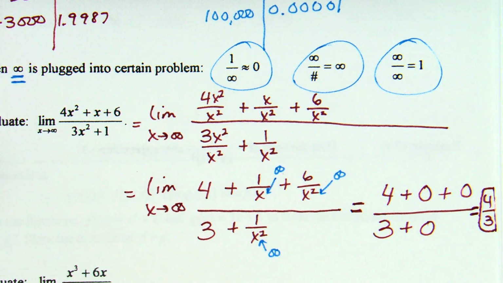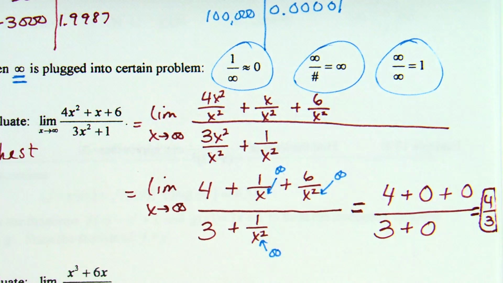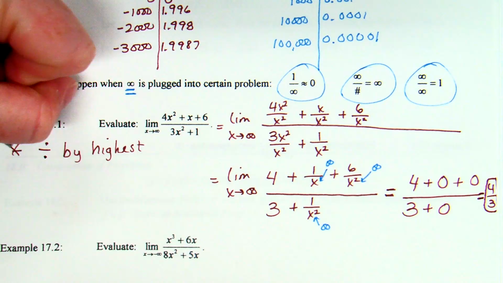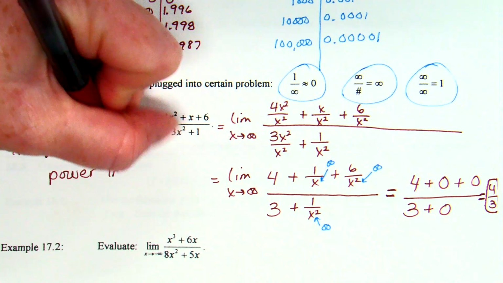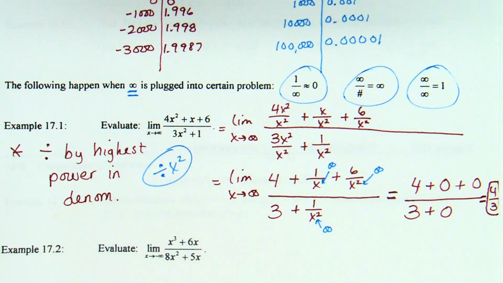Now, what did we do to do this? I'm probably writing off the screen, aren't I? I'm just writing a note of what I did here, so when you look back at this later, you'll have some idea. We divided by the highest power in the denominator. So in this particular example, we divided by x squared. We picked x squared because it was the highest power in the denominator.